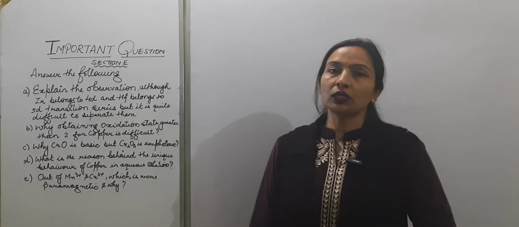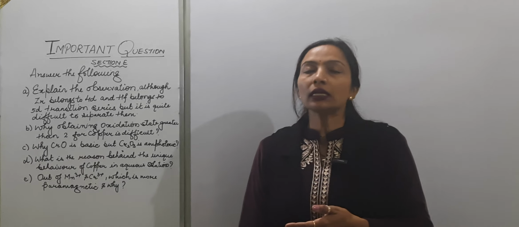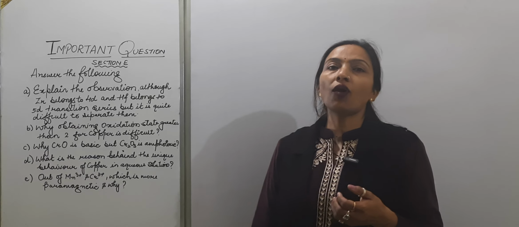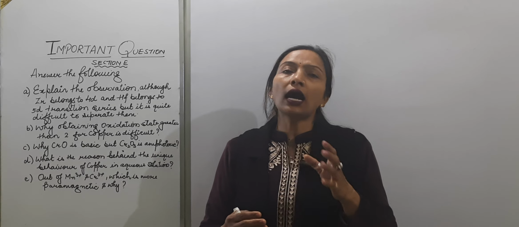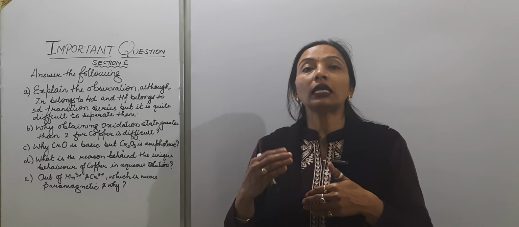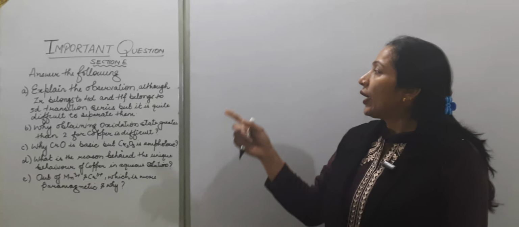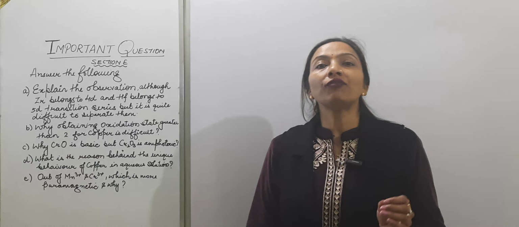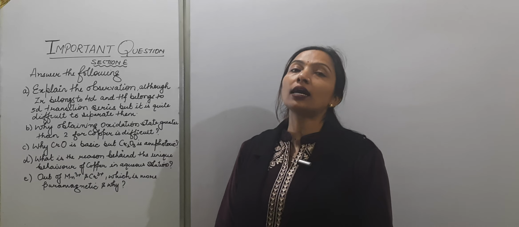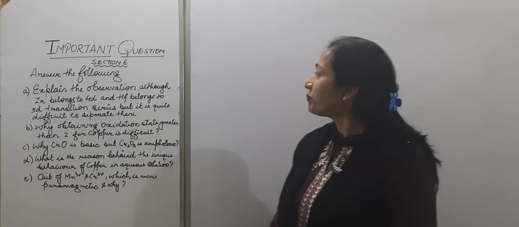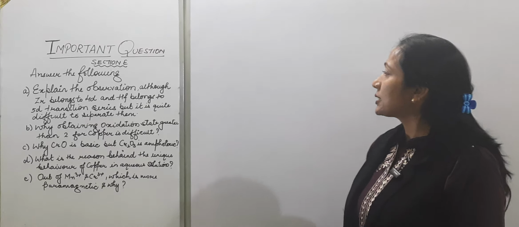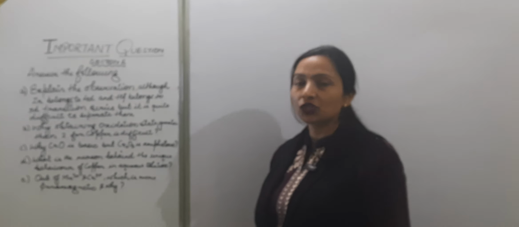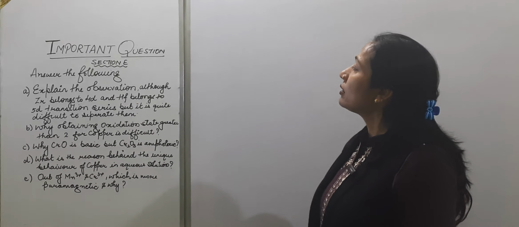Section E is having a 5-mark question, and section A will contain 3 questions of 5 marks each. These questions can either be asked in 2 parts or in 5 subparts. Here is a question which is having 5 subparts, and we can answer one by one. This question is from the unit d and f block elements. So the first subpart of this question is: explain the observation.